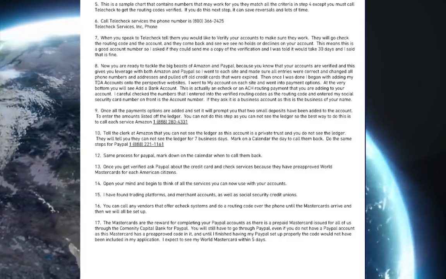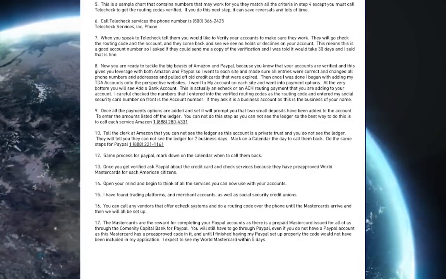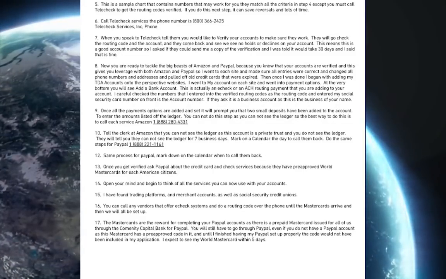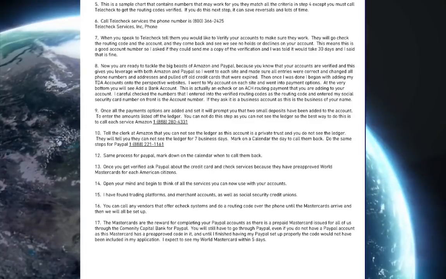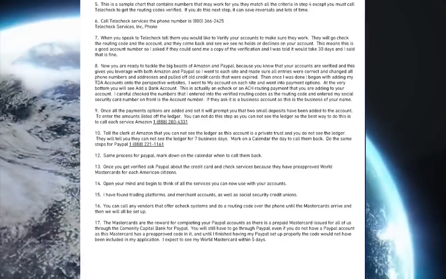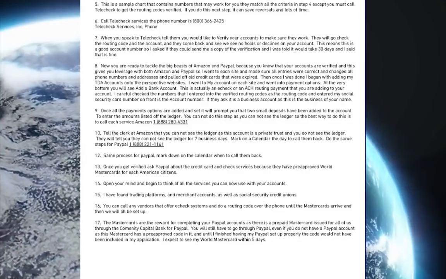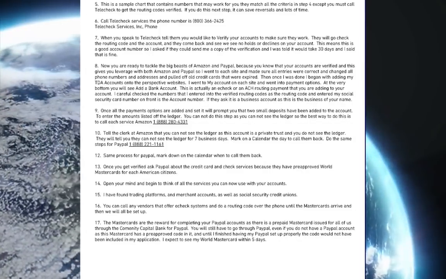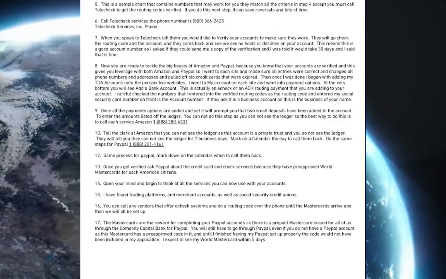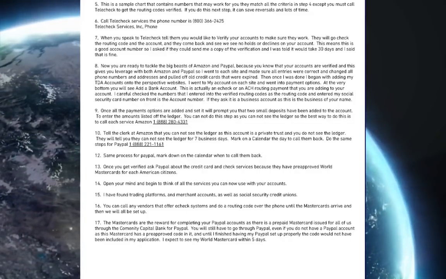So I went to the Amazon site, and made sure all entries were correct, and changed all phone numbers and addresses, and pulled off old credit cards that were expired. Then once I was done, I began with adding my TDA accounts onto the respective websites. I went to my account on the Amazon site and went into the payment options. At the very bottom, you will see a bank account. This is actually an e-check or an ACH routing payment that you are adding to your account.